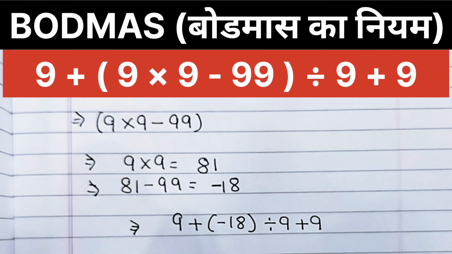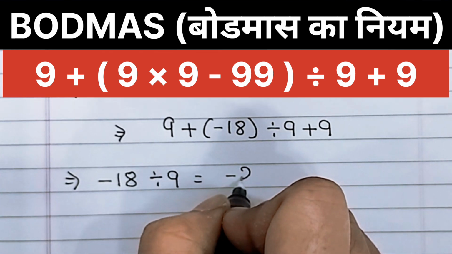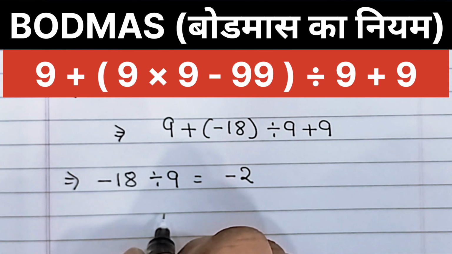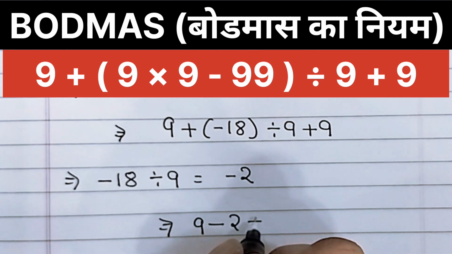Now step 2, division. Next we move to the division. We divide the result of our brackets by 9. Minus 18 divided by 9 is equal to minus 2. According to step 2, we perform this next because division has a higher priority than addition. Now the expression becomes 9 minus 2 plus 9.